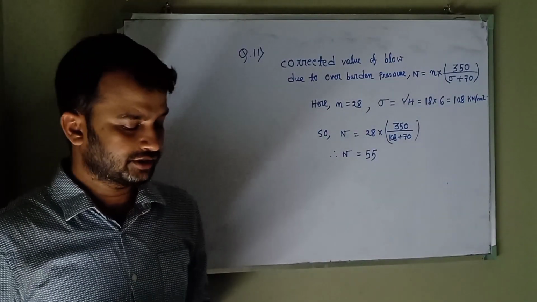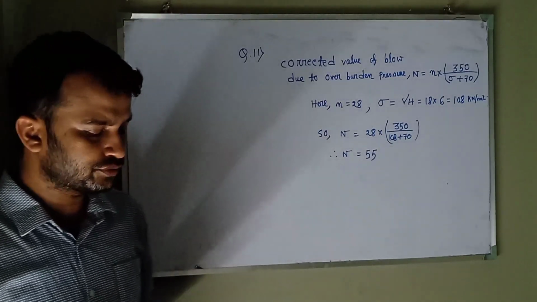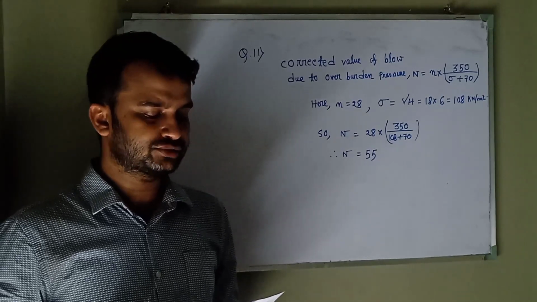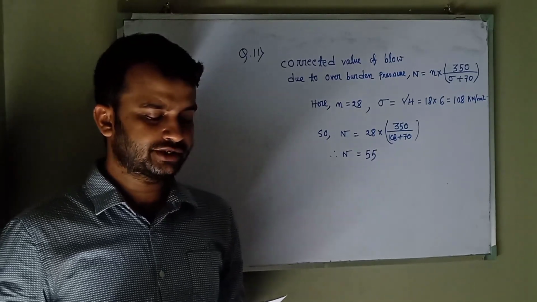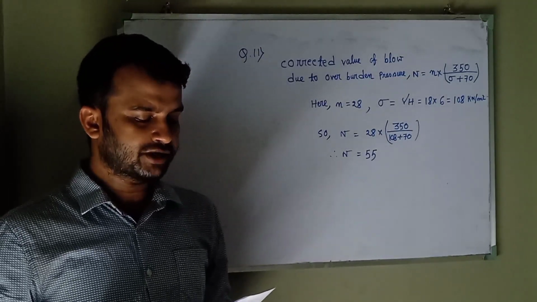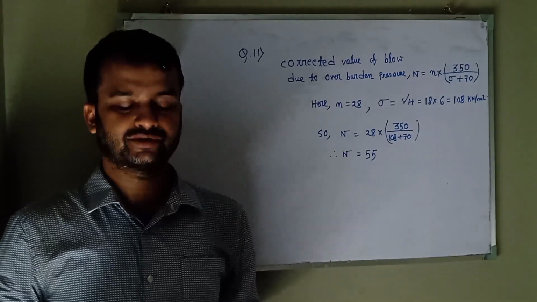Question number 11. The standard penetration resistance value obtained in a deep deposit of sand at a depth of 6 meters was 28. The unit weight of sand is 18 kilonewton per meter cube. What is the corrected value of the number of blows for overburden pressure?